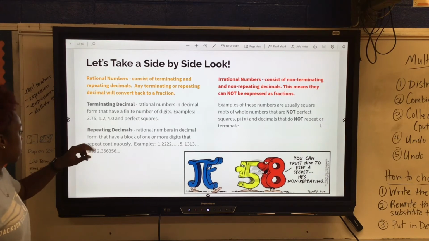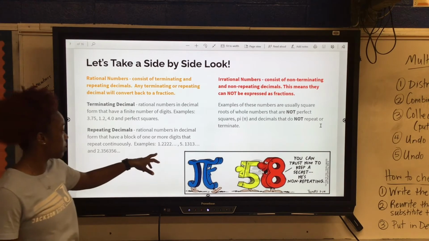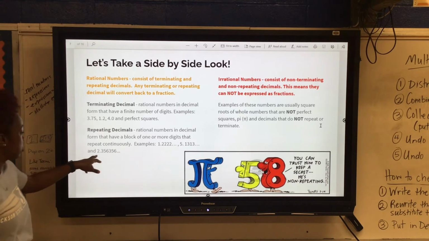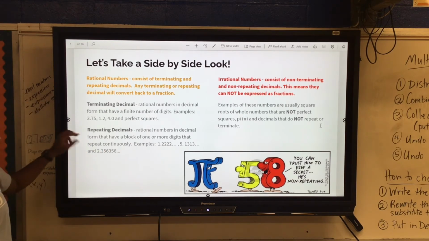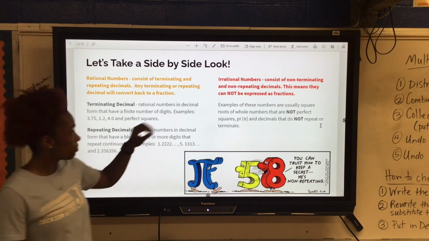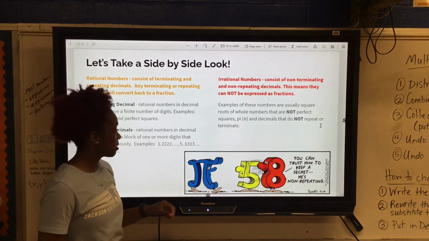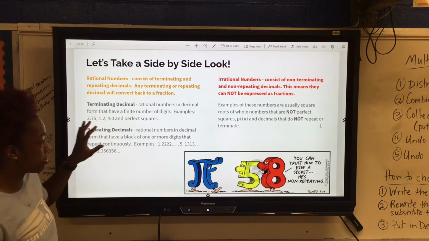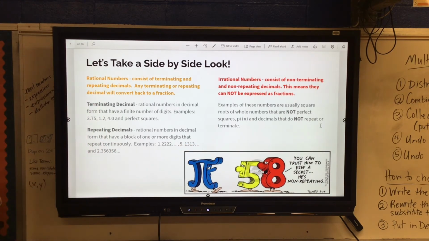Repeating decimals, they repeat, but they do it continuously, so it is a pattern. So for example, you have 1.2 repeating, 5.1313, and then you have 2.356356. So the numbers that repeat are a pattern. That's how you get your repeating decimals. Irrational numbers cannot be expressed as a fraction. Some examples are roots of whole numbers that are not a perfect square. We'll get into a perfect square in a minute. Pi, and then decimals that do not repeat or terminate. So it's just a bunch of different numbers after the decimal.